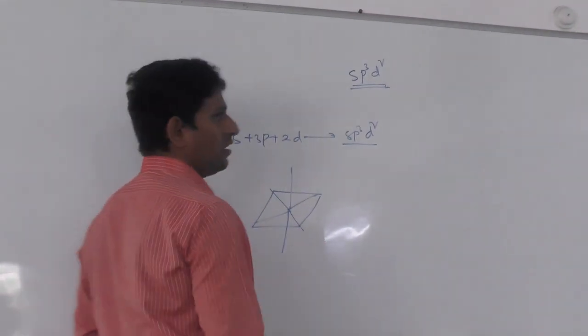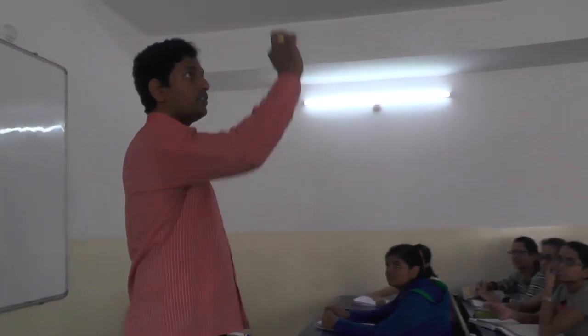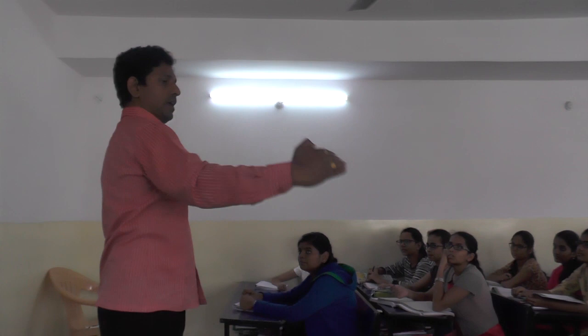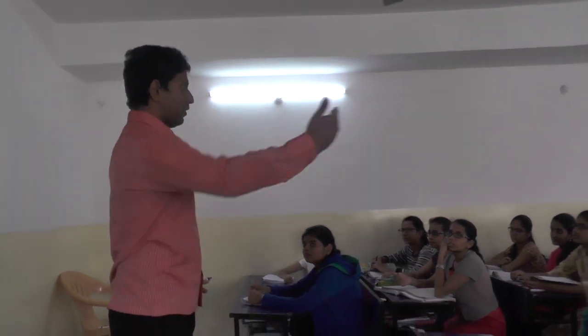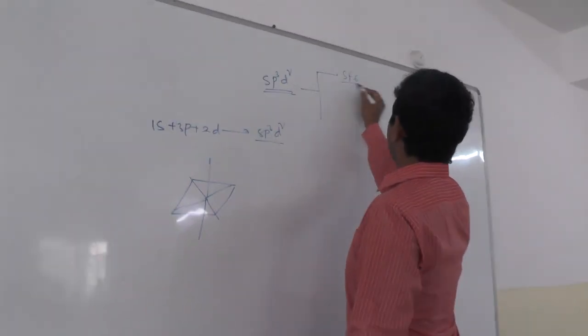The shape is octahedral. What is the meaning of octahedral? The square is the only one plane, with a top and a bottom. So the four corners on the top side and the bottom side make up the octahedral shape. Suppose we look at SF6 as the example.